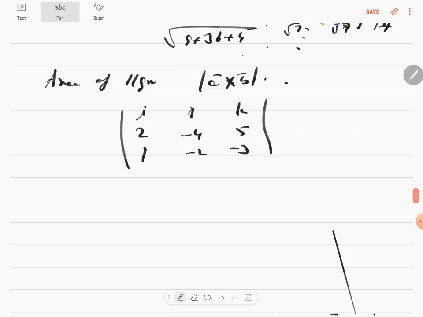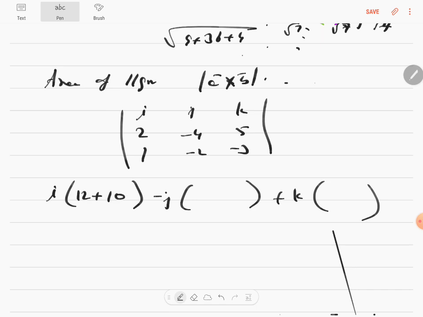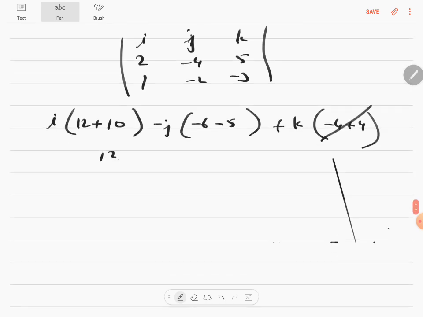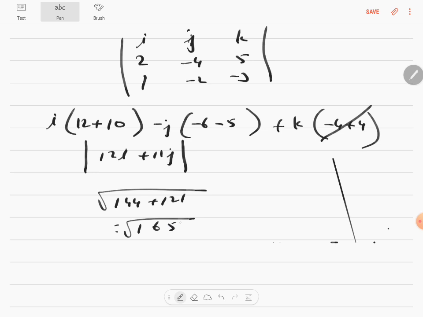And how you cross it and find the magnitude. So i into minus j into plus k into, i into 4 3s are 12, 5 2s are 10, minus j into minus 6 minus 5, plus k into minus 4 plus 4. It's getting cancelled. It's 12i plus 11j plus 0k. And this is a cross b, and magnitude of it is root of 144 plus 121, which is root of 165.